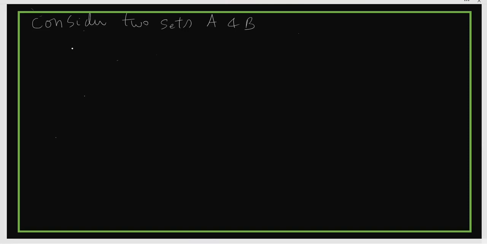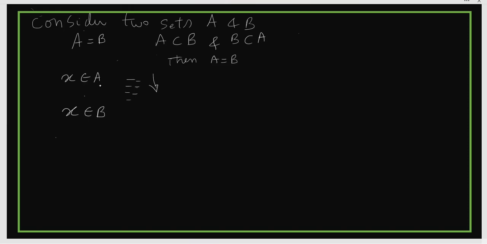Suppose you want to prove A equals B, how do you prove it? We'll prove first that A is a subset of B and B is a subset of A. Then A equals B. This is the approach. So for that, what will we do? We'll take an arbitrary element x belonging to A, and with some arguments, we'll prove that x also belongs to B.